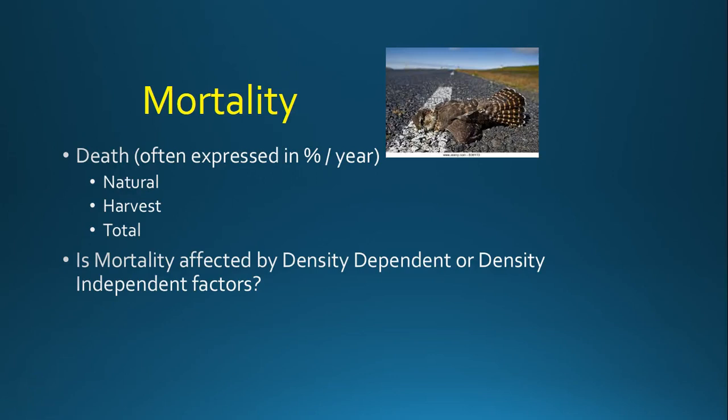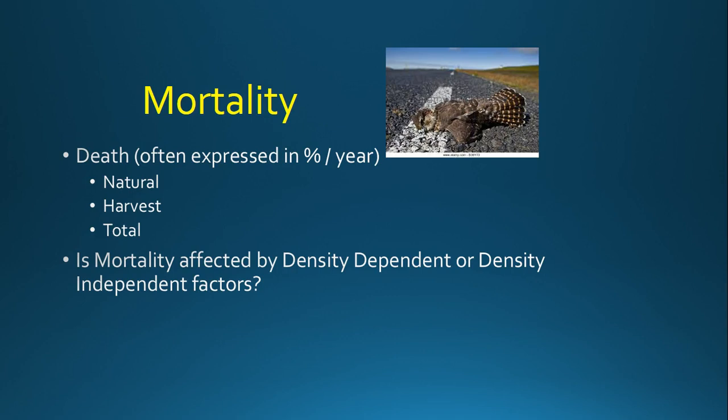Okay, starting where we left off, now let's look at mortality, or ways to reduce our population. Death is often expressed as a percent of the population per year, our mortality rate. And we can have various types of mortality. We could have natural mortality. We could have some anthropogenic mortalities like harvesting, and then we can have total mortality for a year. And we might report those numbers differently.